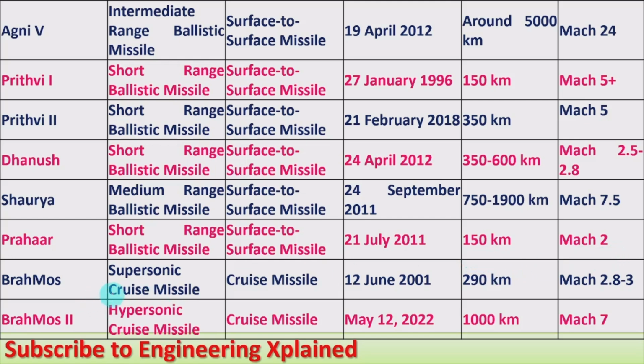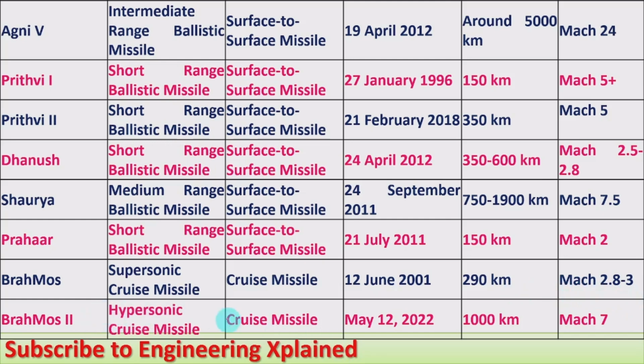BrahMos, supersonic cruise missile. Cruise missile it is. The 12th June 2001 it is launched and 290 kilometer its range and its speed is Mach 2.38 to 3.